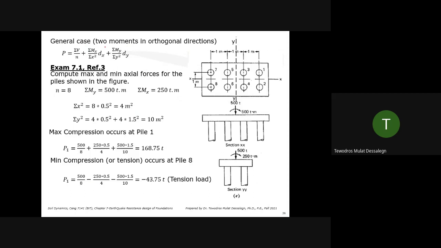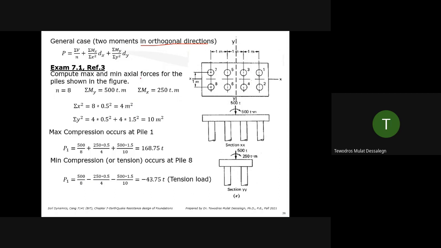Now, in the general case, you can have 2 moments in orthogonal directions. We saw it in one direction, but it can be in both directions. So you can see these elevation views: 4 piles taking a cross section this way, and 2 piles a cross section this way. So it has, for example, 8 piles in it.